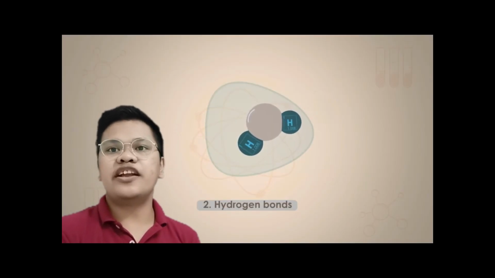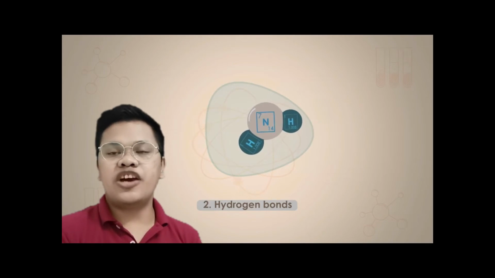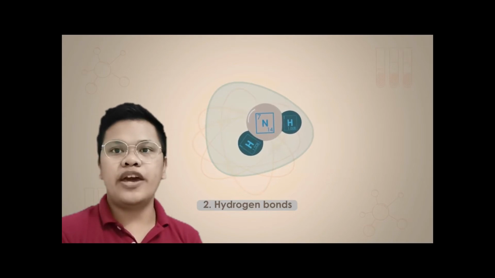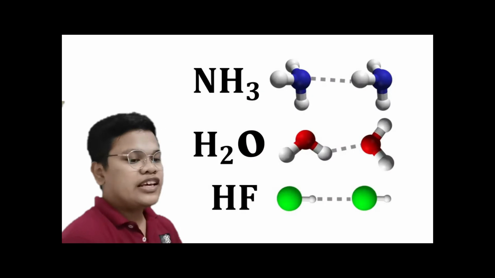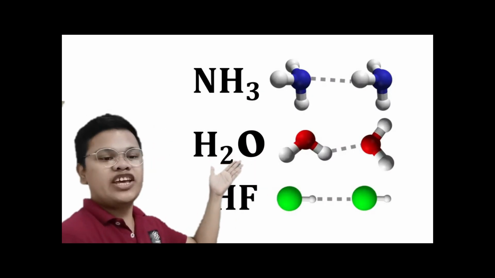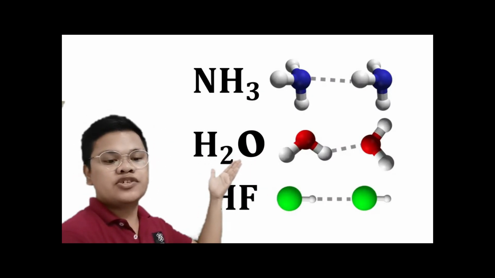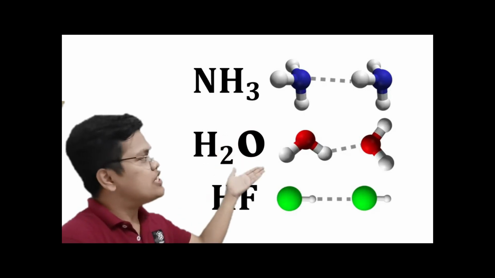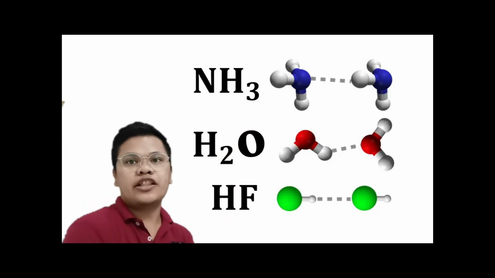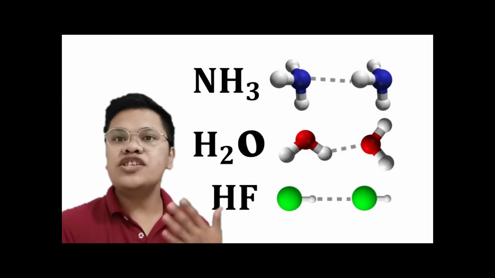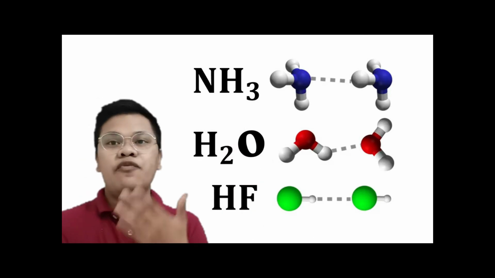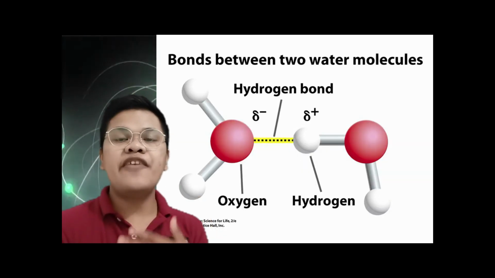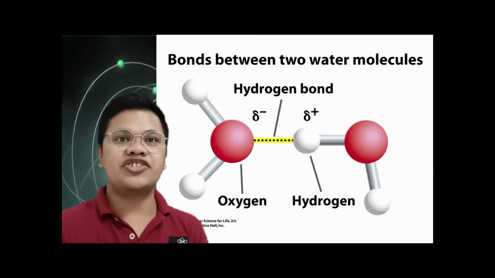This is when the dipole is generated by HF, NH, and OH. These are examples of the formation of the hydrogen bond. This is one of the strongest dipole-dipole interactions. This is especially strong because nitrogen, oxygen, and fluorine are the most electronegative elements, so they will create the most strongly polarized bonds, resulting in a very strong dipole. And if we have a strong dipole, we can have very strong dipole-dipole interactions.